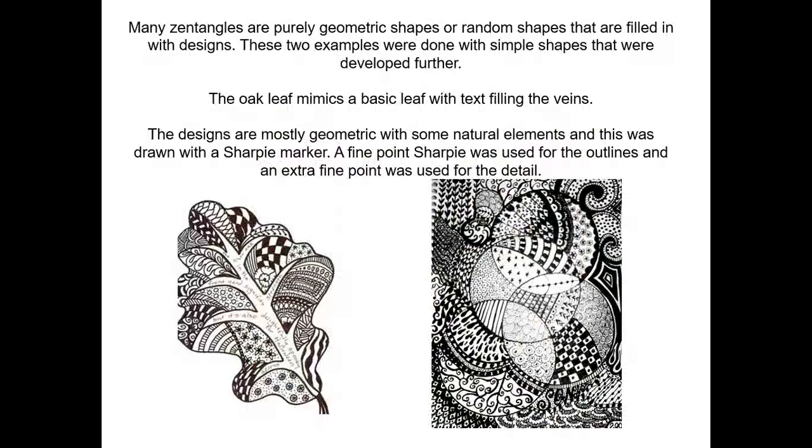So many Zentangles are purely geometric shapes. Some are random shapes. Some are both. If you take a look at the two that we have here, we have a leaf, and in the veins of the leaf is actually a poem about an oak tree. The different areas of the leaf are then designed with different patterns.